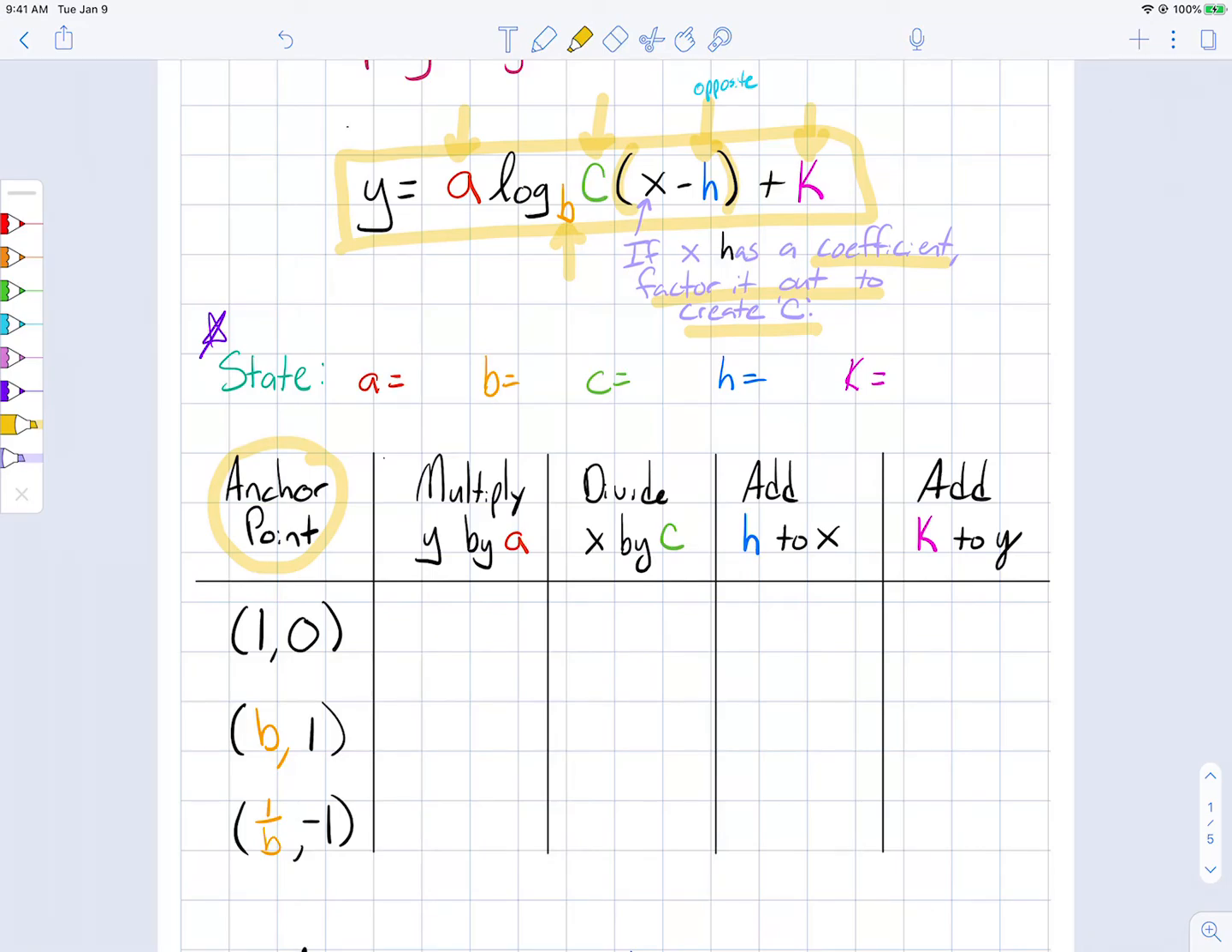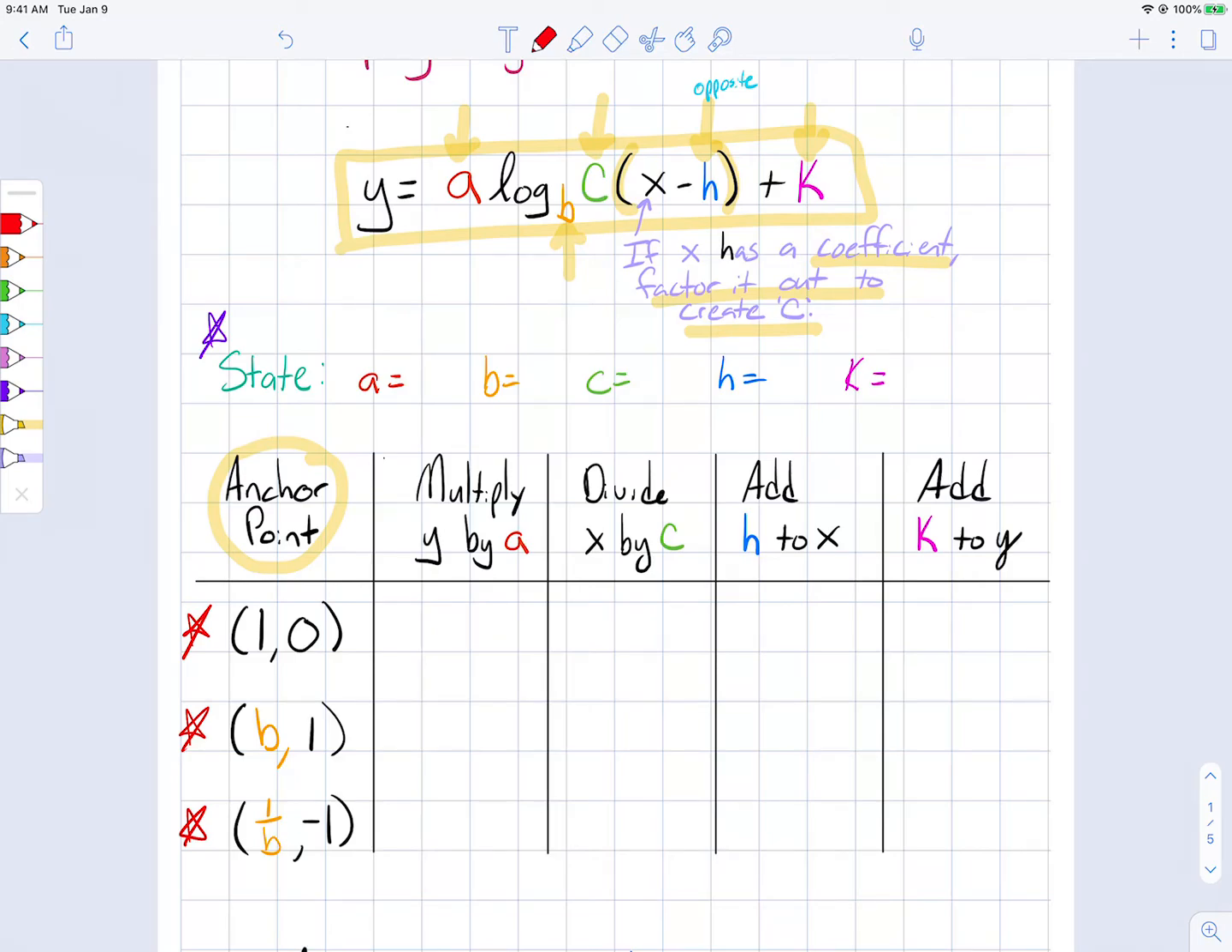Now there's some math you have to do with the equation, with the numbers, to find your final answer. You're going to start off with these 3 generic points. (1, 0), so it always starts off with (1, 0) for that particular point. (b, 1), so whatever the base of your logarithm is, that's going to go there. And (1/b, -1), so making it a fraction. If the base is a fraction, it just makes it a fraction. We can talk about that.